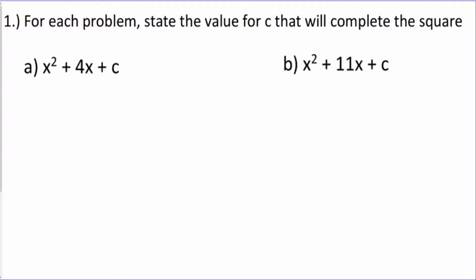So we're going to go through each of the solving methods, and in this case a little bit of the completing the square, just kind of first step, right? And so it shouldn't take us too long. It's a pretty short review. Okay. So first problem is saying for each problem state the value of c that will complete the square.